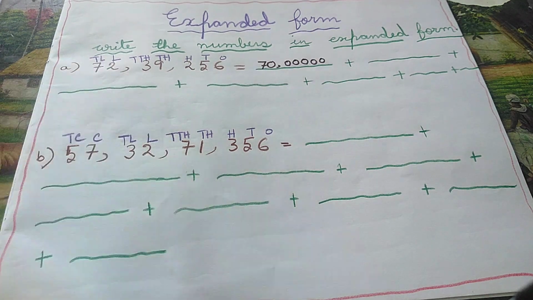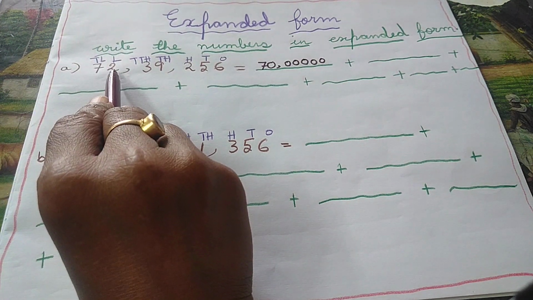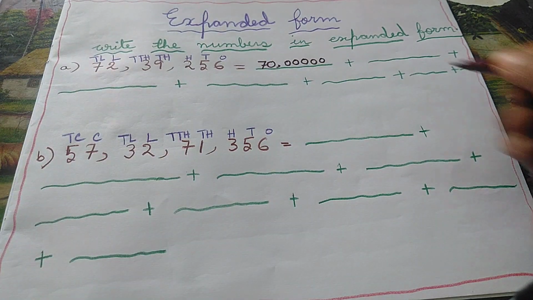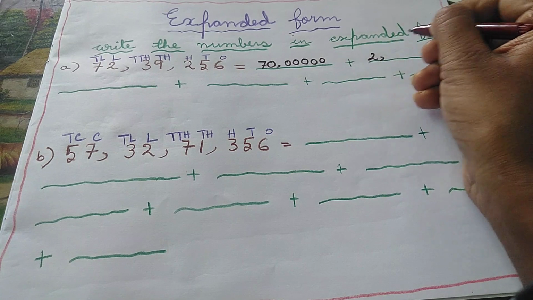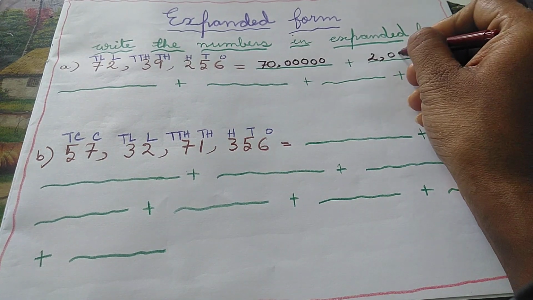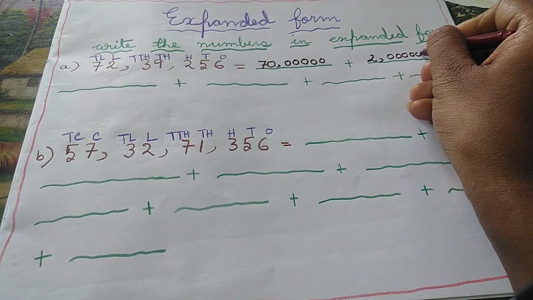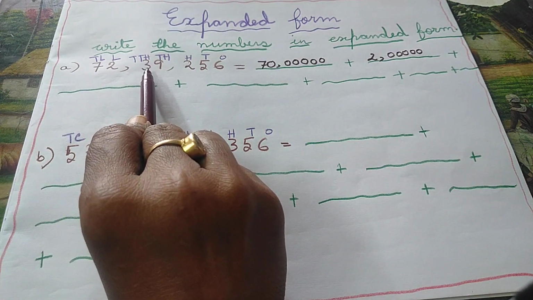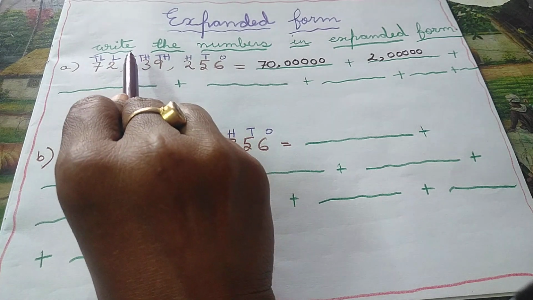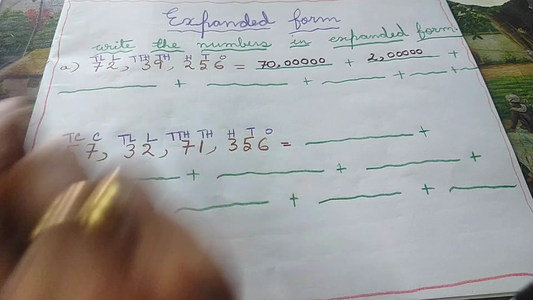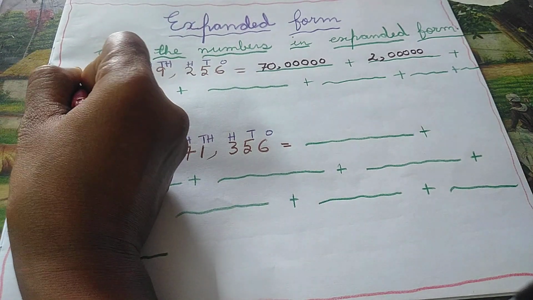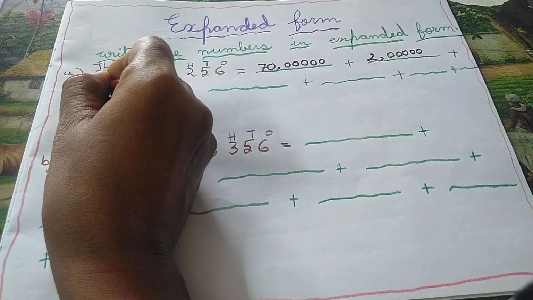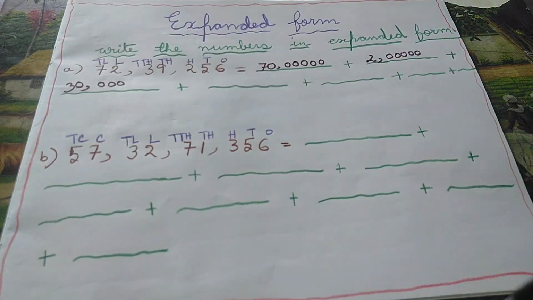Go to the second digit, 2. So what is the place value of 2? 2 lakh. 2. For lakh, we will write 5 zeros. The third digit is 3. What is the place value of 3? 3, 10,000. 3. For 10, there will be 1 0. For 1000, there will be 3 zeros.